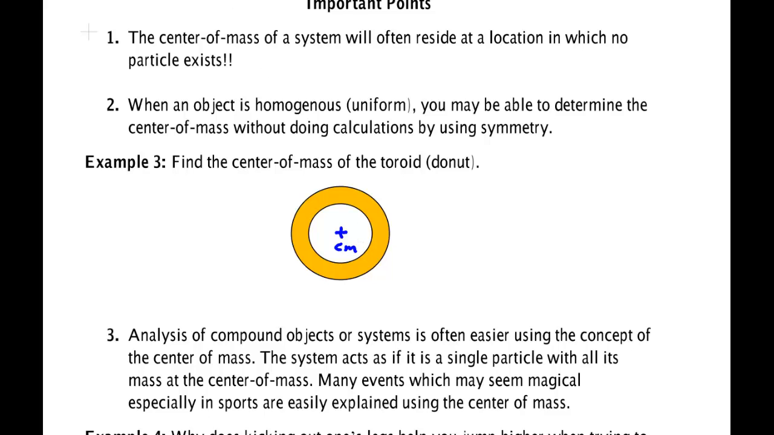All right, that handles it for this video. We'll come back and look at how to analyze more complicated things like the human body by applying the center of mass in the next video.